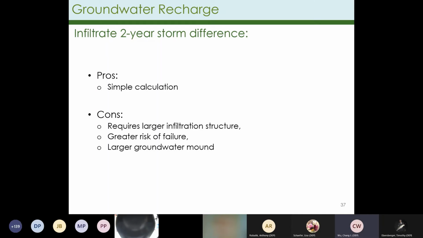The pro of infiltrating the 2-year storm difference is that it is a simple calculation. You have the pre and post calculation for the flow, so it is easy to calculate. But the drawback is that it requires a larger infiltration structure, and you may have a greater risk of failure because of the larger groundwater mounding.